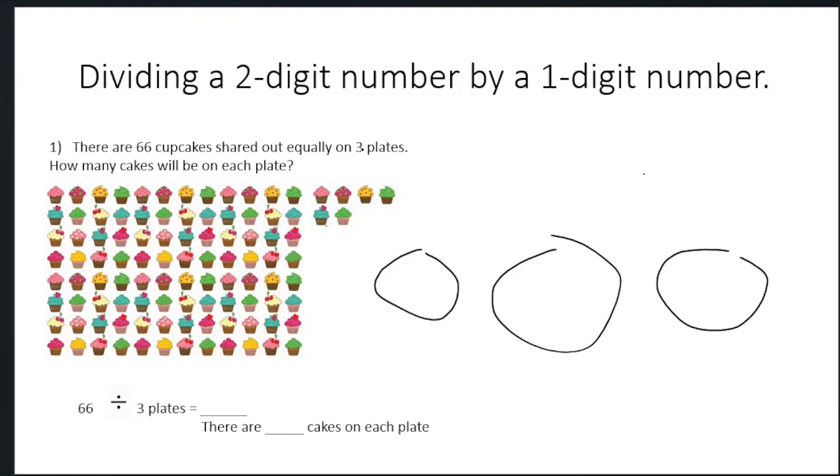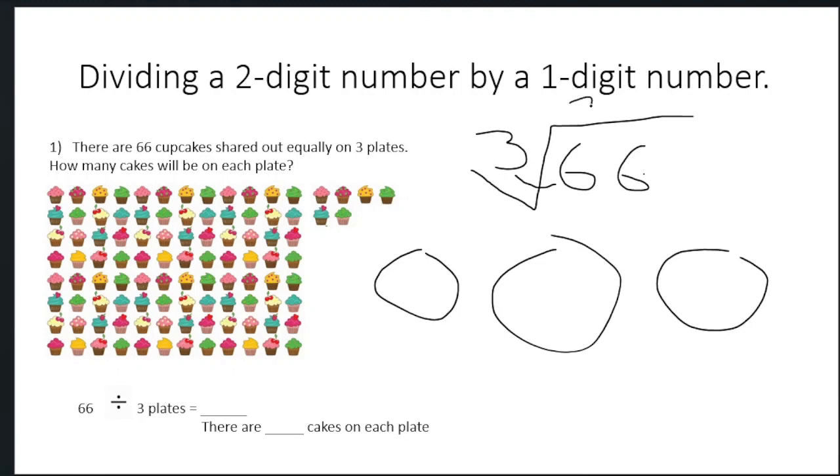So some of you might know your 3 times tables enough up to there, which is great, and be able to do that instantly, which is very good if you can, but no worries if not, because we're going to use the bus stop method. So we're going to put our 66 on the bus like this and put our 3 on the outside like so. Now we go, how many 3s are in our 6?